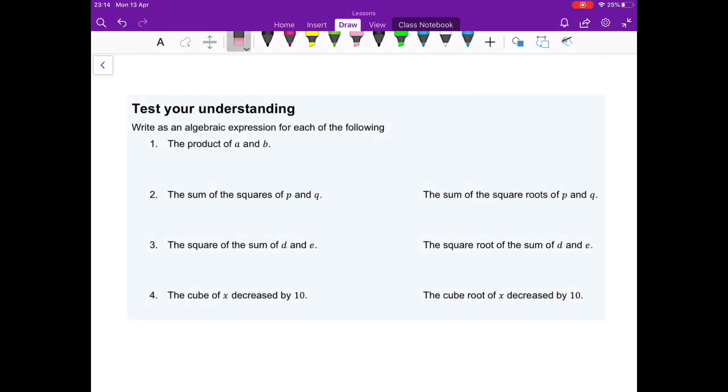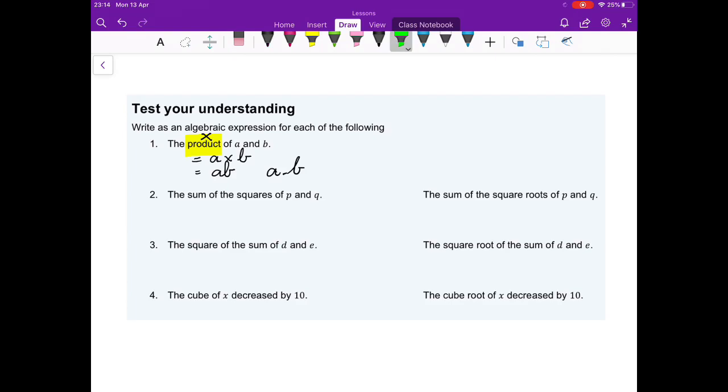Let's look at the test your understanding. So the first thing we need to do is identify keywords. Product. Remember we said product means multiply. So I've got to multiply A and B. So the product of A and B is going to be A multiplied by B. And if we simplify that, it is AB. Remember, I could also write it as A with a dot in between.